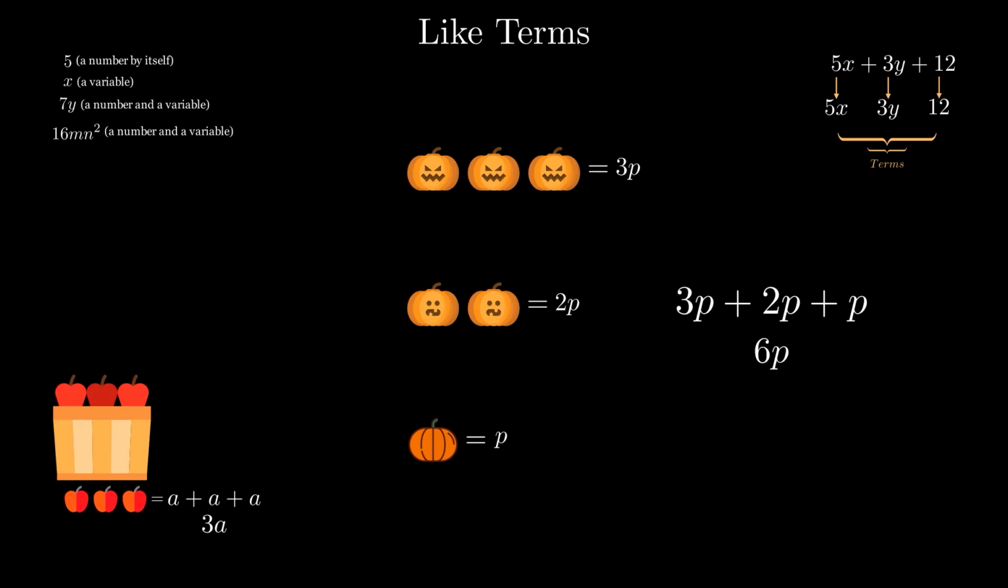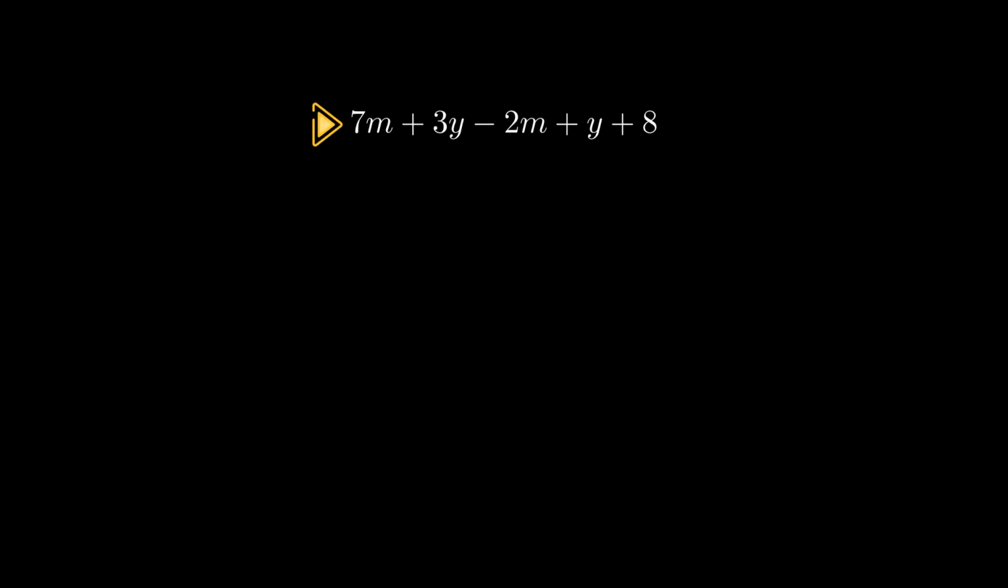So we have an expression 7m plus 3y minus 2m plus y plus 8. In this expression, we have terms with numbers and variables. We can combine like terms to simplify this expression. So we can combine 7m and negative 2m to get 5m. Next, we can combine 3y and y to get 4y. And finally, we can combine 8, which is a constant, with other terms. Now think about, can we further simplify this expression? No, we can't because there are no more like terms to combine.